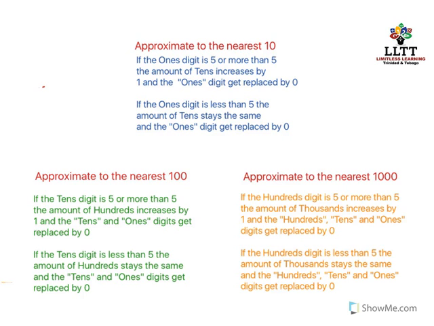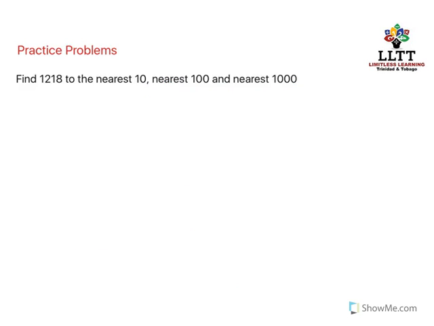And then if we approximate to 1,000, we're looking at the hundreds digit. If it's 5 or more, then the amount of thousands is going to increase by 1, and then we're going to replace hundreds, tens, and ones with zeros. And if the hundreds digit is less than 5, then we're going to keep the amount of thousands as it is, and we're going to replace hundreds, tens, and ones with zeros. So that's a recap of approximating to the nearest 10, to the nearest 100, and to the nearest 1,000. So now we're moving on to the practice problem.